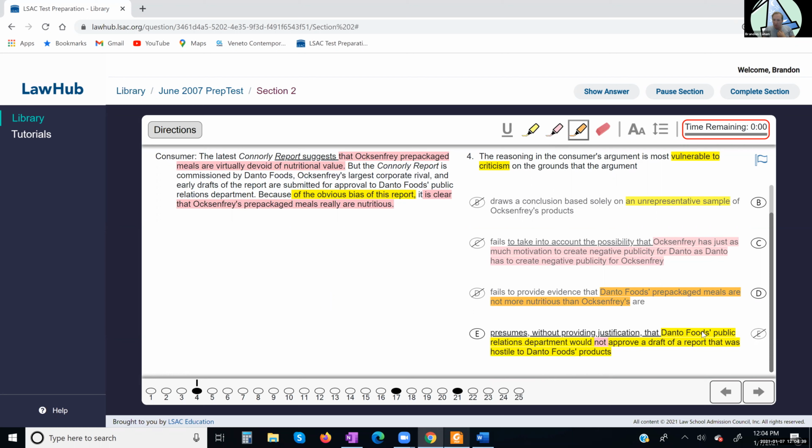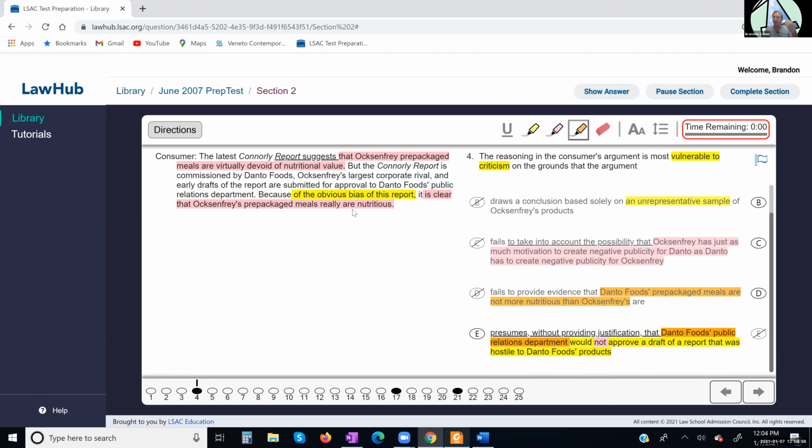First off, I'm also going to point out a language issue. This is saying D's PR department, which is not actually the Connerly Foods. I mean, it's commissioned by them. So is it the same? I don't even know that it's definitively on target, but even if it was on target, that they would approve it still is not actually commenting on the nutrition.